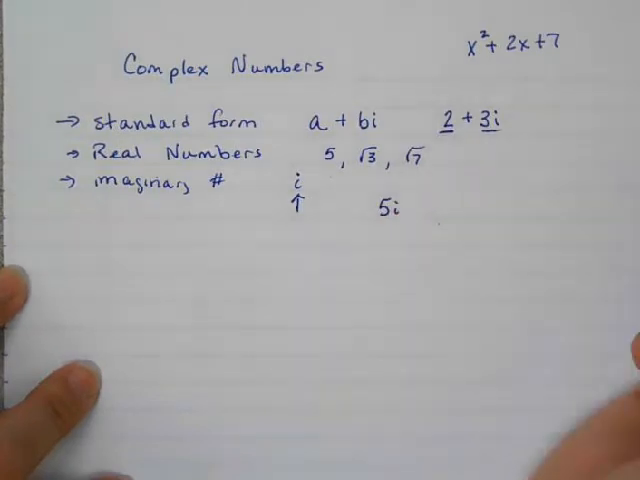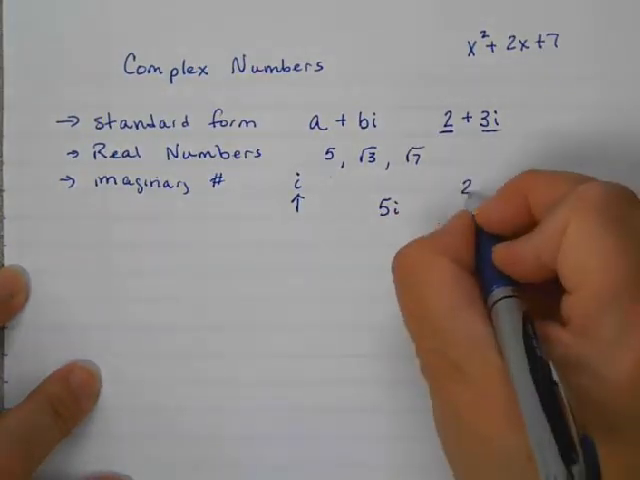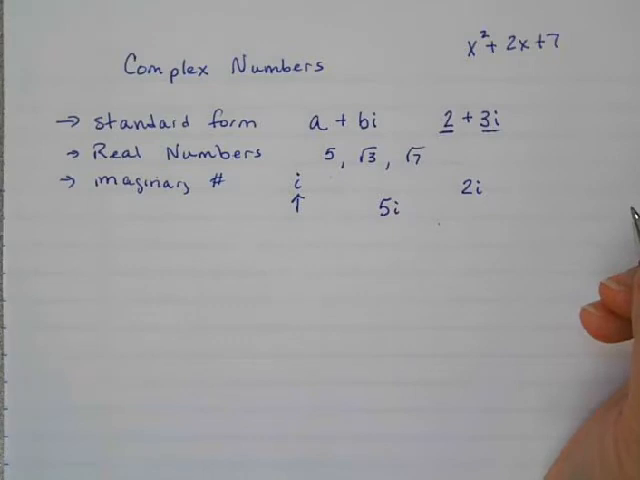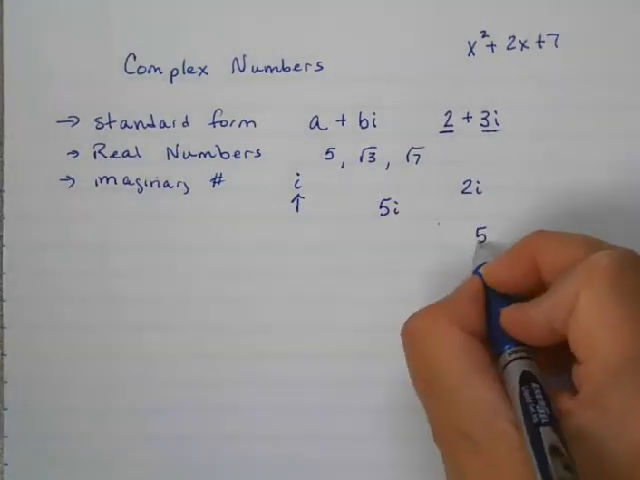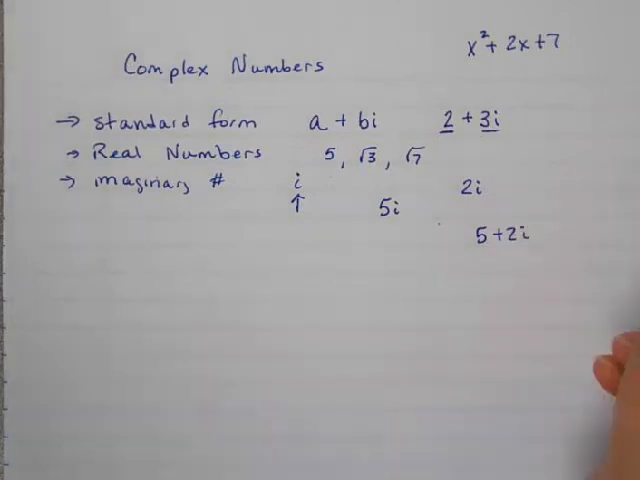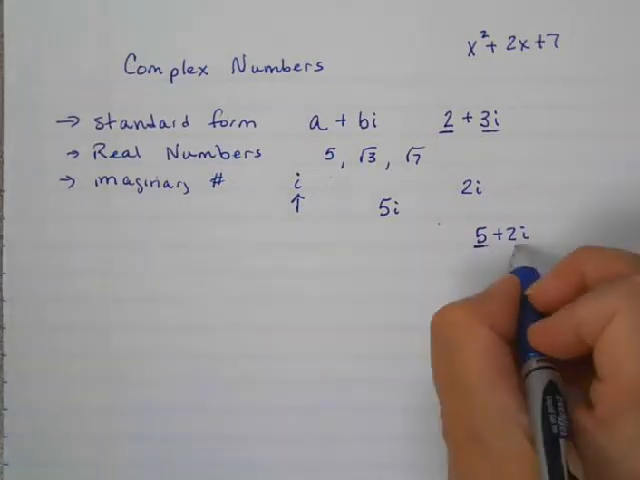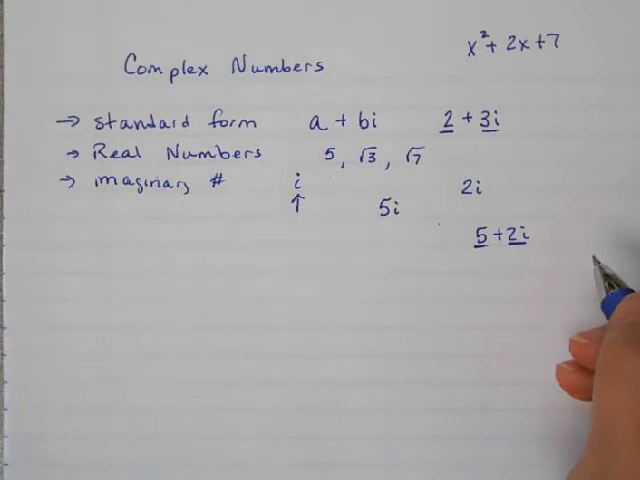5i would be pure imaginary. 2i would be pure imaginary because it doesn't have a constant term with it. But this one, 5 plus 2i, would not be pure imaginary because it's got a real number with an imaginary number. So for it to be a pure imaginary, you have to just have the i without the constant term.